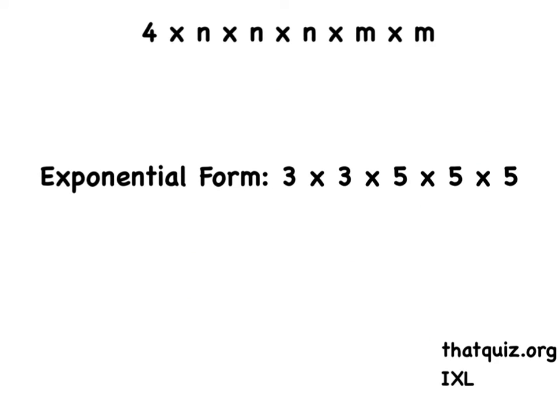Let's look at another version of how you might see exponents. On the pretest, you saw 4 times n times n times n times m times m. If you were going to write this as an exponent, you would write 4n to the third power, m to the second power, or 4n cubed m squared. If there is only one base number or letter, like the 4 in this problem, you do not write an exponent for it. It's not necessary.